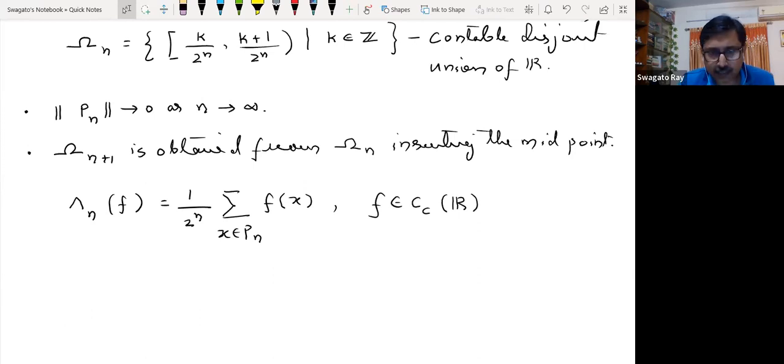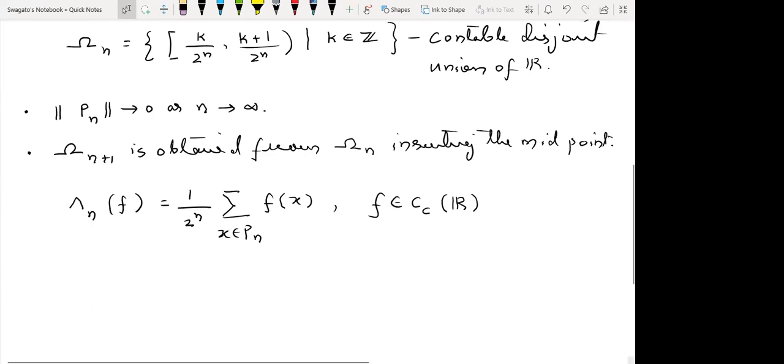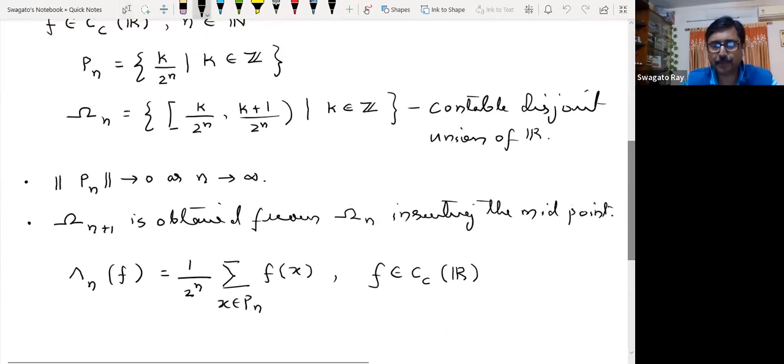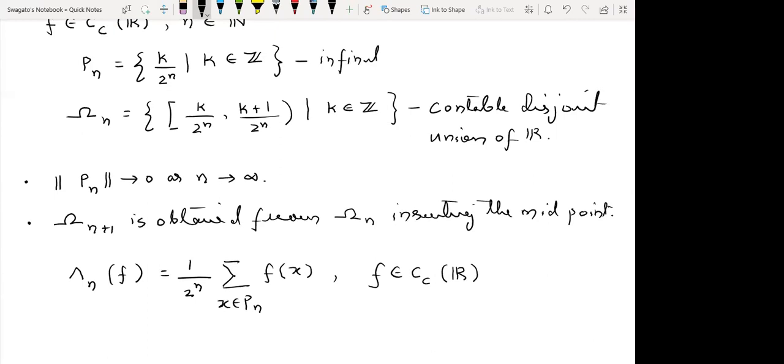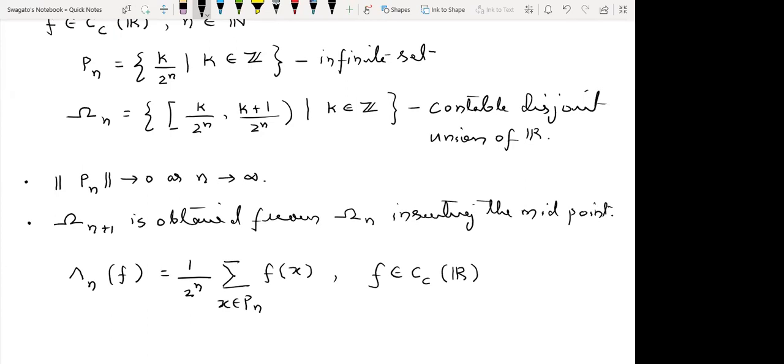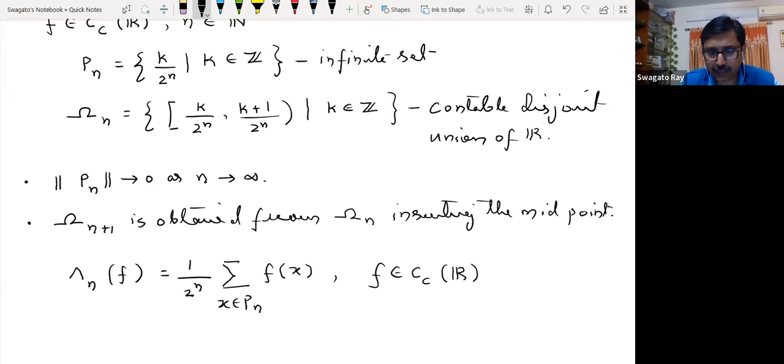How many points are there in Pn? 2 to the power n minus 1? Oh. So you think Pn is a finite set? No, sorry, sir. It's a countably infinite set such that the distance between any two consecutive points is 1 by 2 to the power n, correct? Yes, sir. So how many points of Pn can be there inside the support of the function?